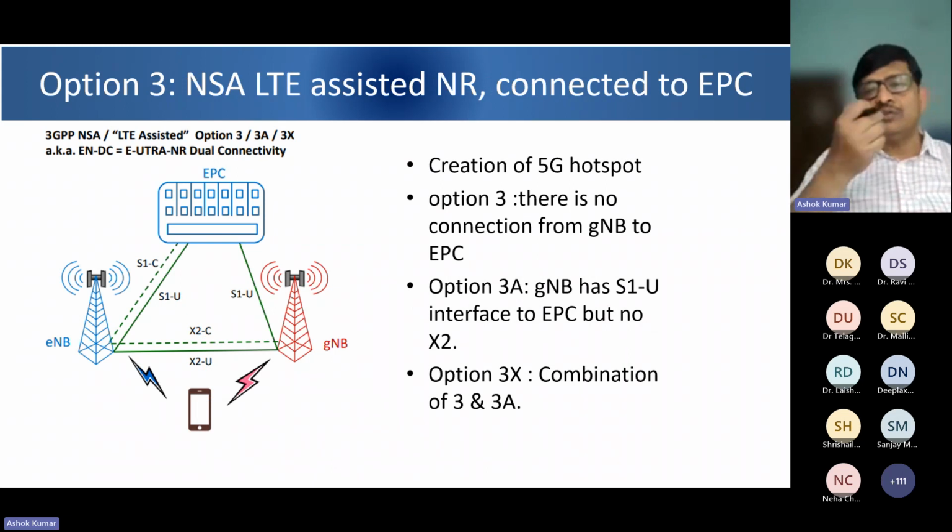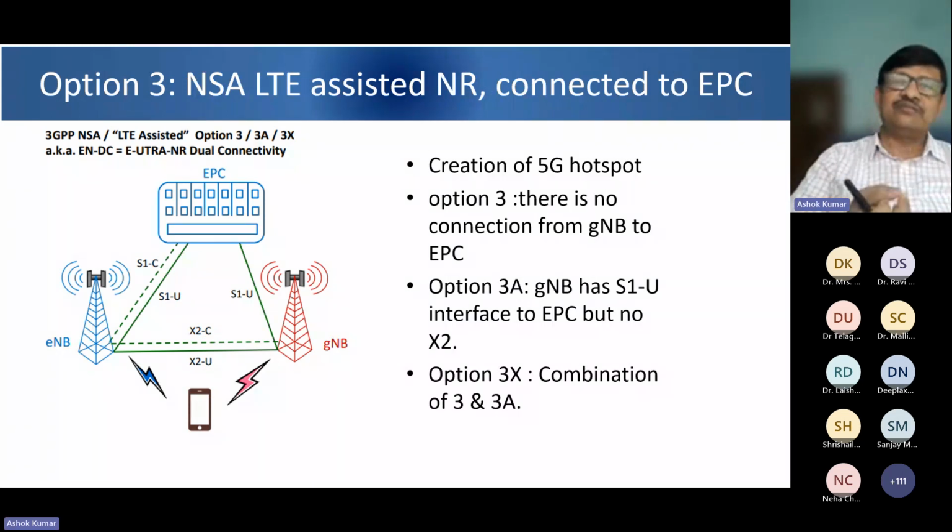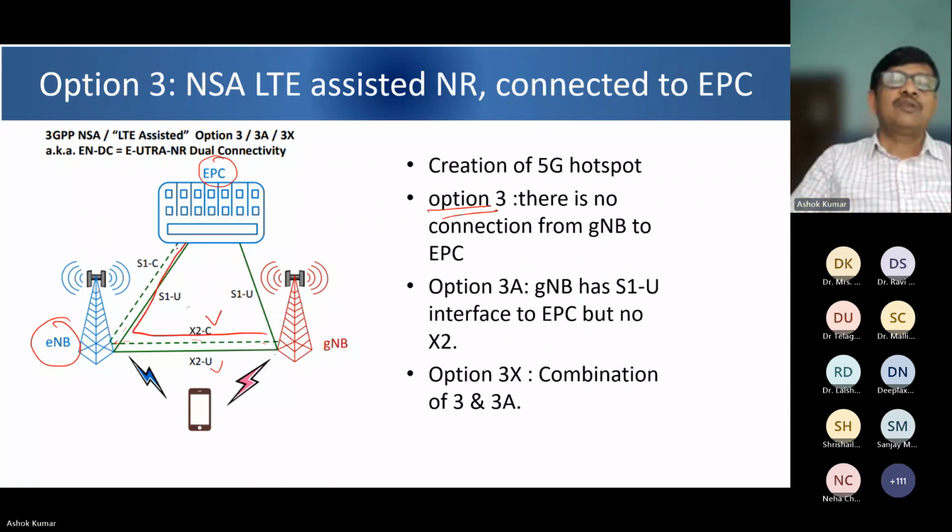Now the non-standalone way, which is very popular. Here, as I discussed, the eNode B is master and the core is a 4G core. So how is data traffic going? If you have a pure option 3, the control plane and user plane of the gNode B go through the eNode B towards the core. So this is the path followed for control plane as well as user plane traffic coming from the gNode B.